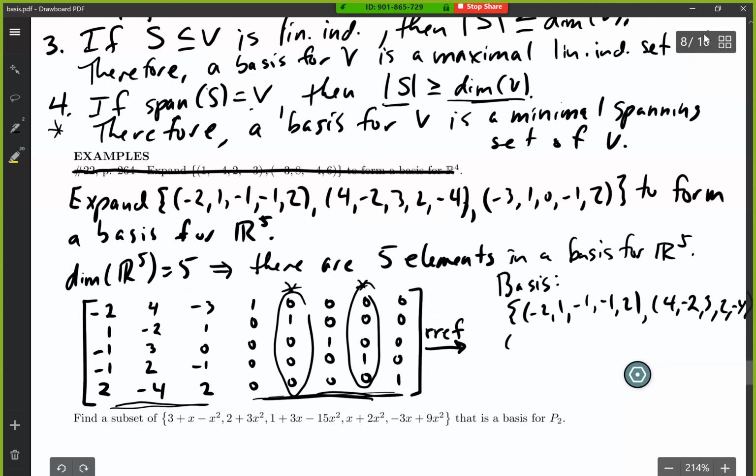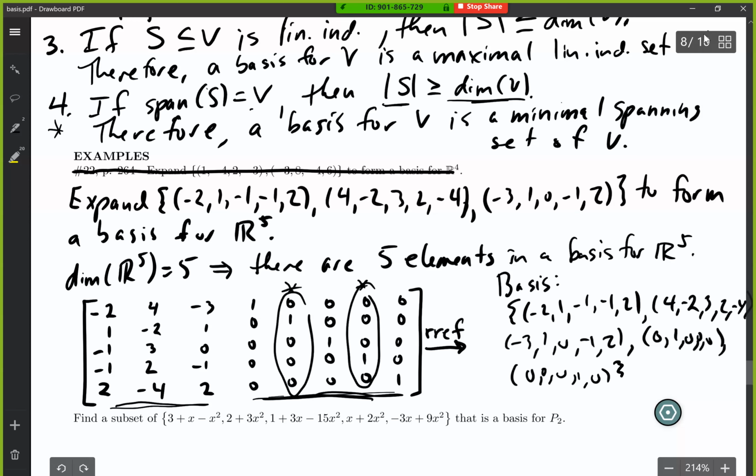Your -3, 1, 0, -1, 2. And then you're going to add in 0, 1, 0, 0, 0. And you'll add in 0, 0, 0, 1, 0. Not the vectors that were in the reduced row echelon form, but the ones that correspond back to the original matrix. So we had pivots in columns 1, 2, 3, 5, and 7. So those are the vectors that we use for our basis.